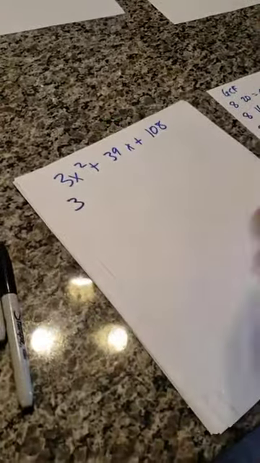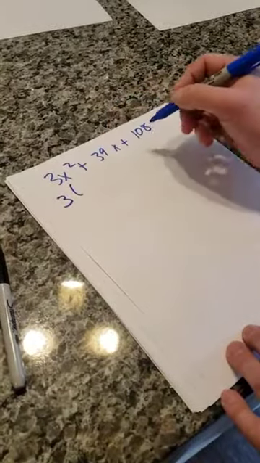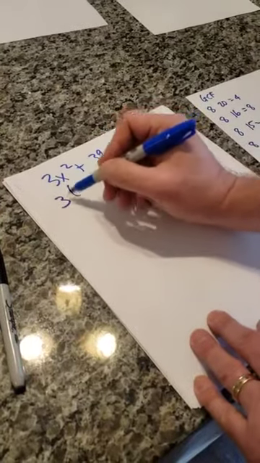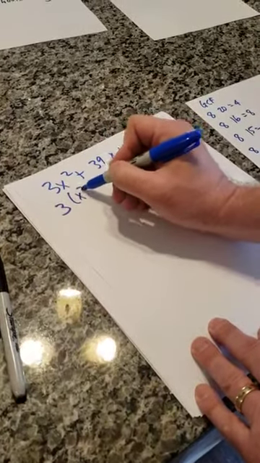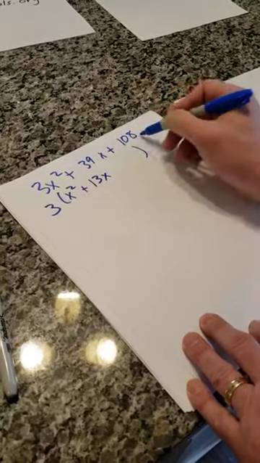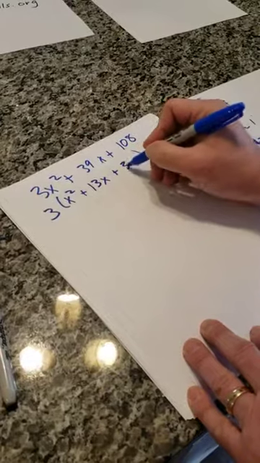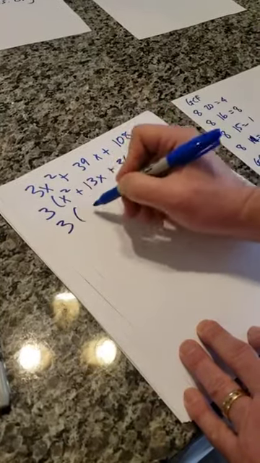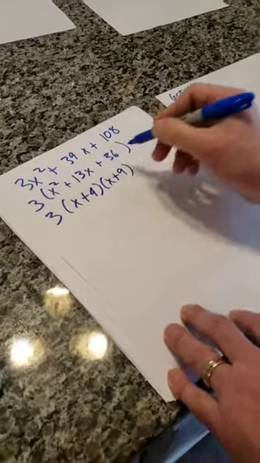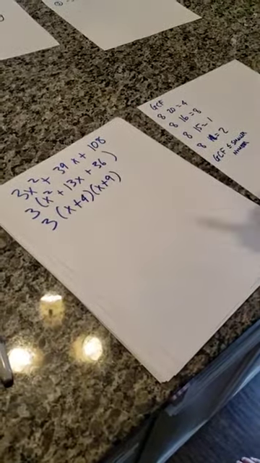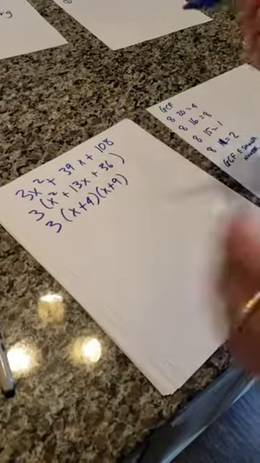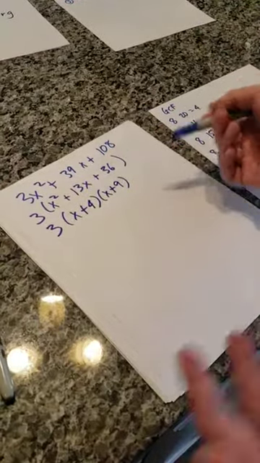So we're going to factor that out, which means we're going to divide it out, sort of using the distributive property in reverse. When we divide each term by 3, we get 3x squared divided by 3 is x squared. 39x divided by 3 is 13x. 108 divided by 3 is 36. We can factor this part into what multiplies to 36 and adds to 13, which would be 9 and 4.